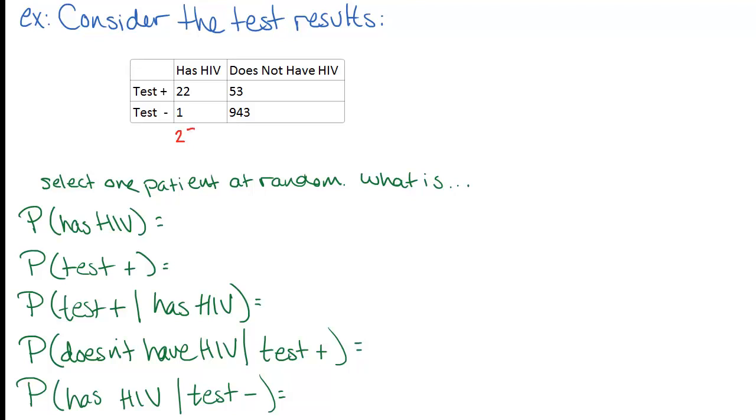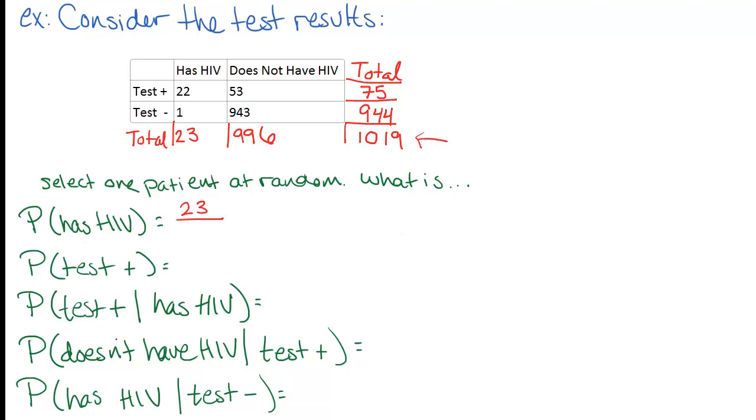So this would be a total of 23 people with HIV. Now when you're doing probabilities with a table like this, I'd really recommend going through and making a total for your rows and columns, because it'll just make our computations easier. And remember to make sure that the total of your column and your row both come out, in this case, to 1019. So the probability that 1 patient at random has HIV, well, there are 23 patients with HIV out of a total of, all the patients put together, 1019. And that would be our probability, or we could put that into a calculator and get the decimal.